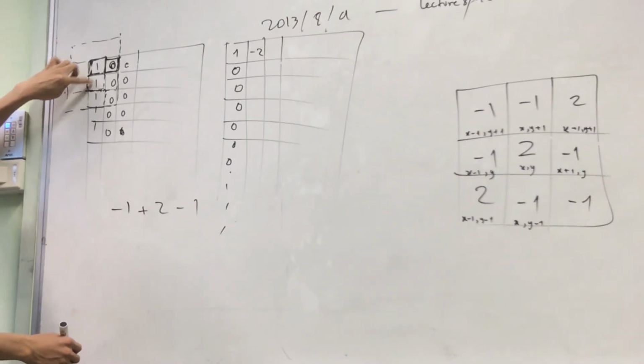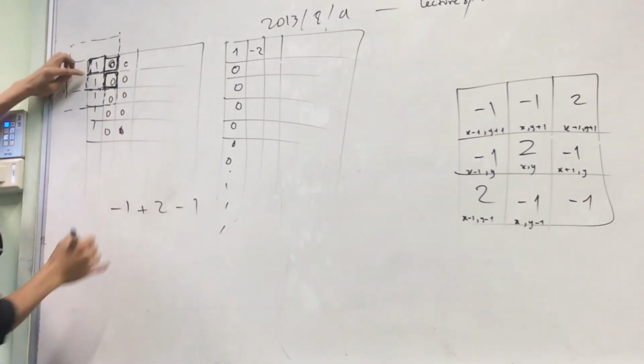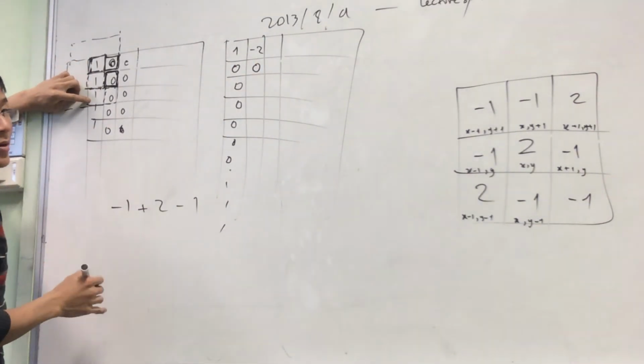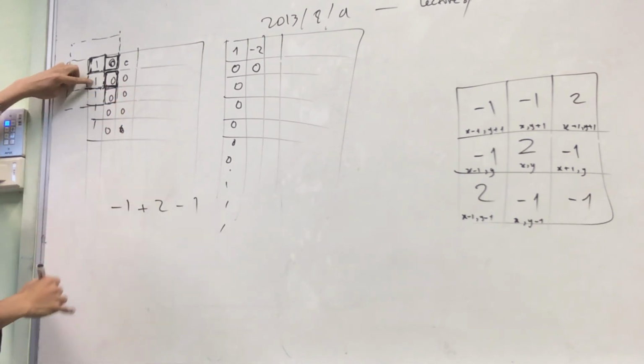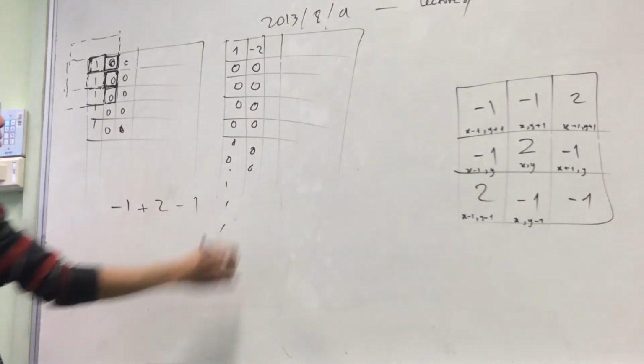What about 2? Now this one. How about this one? This one is minus 1, minus 1, 2, so it will be 0. This one will be minus 1, minus 1, 2, zero. So 0, 0, 0, 0, 0, all the way.